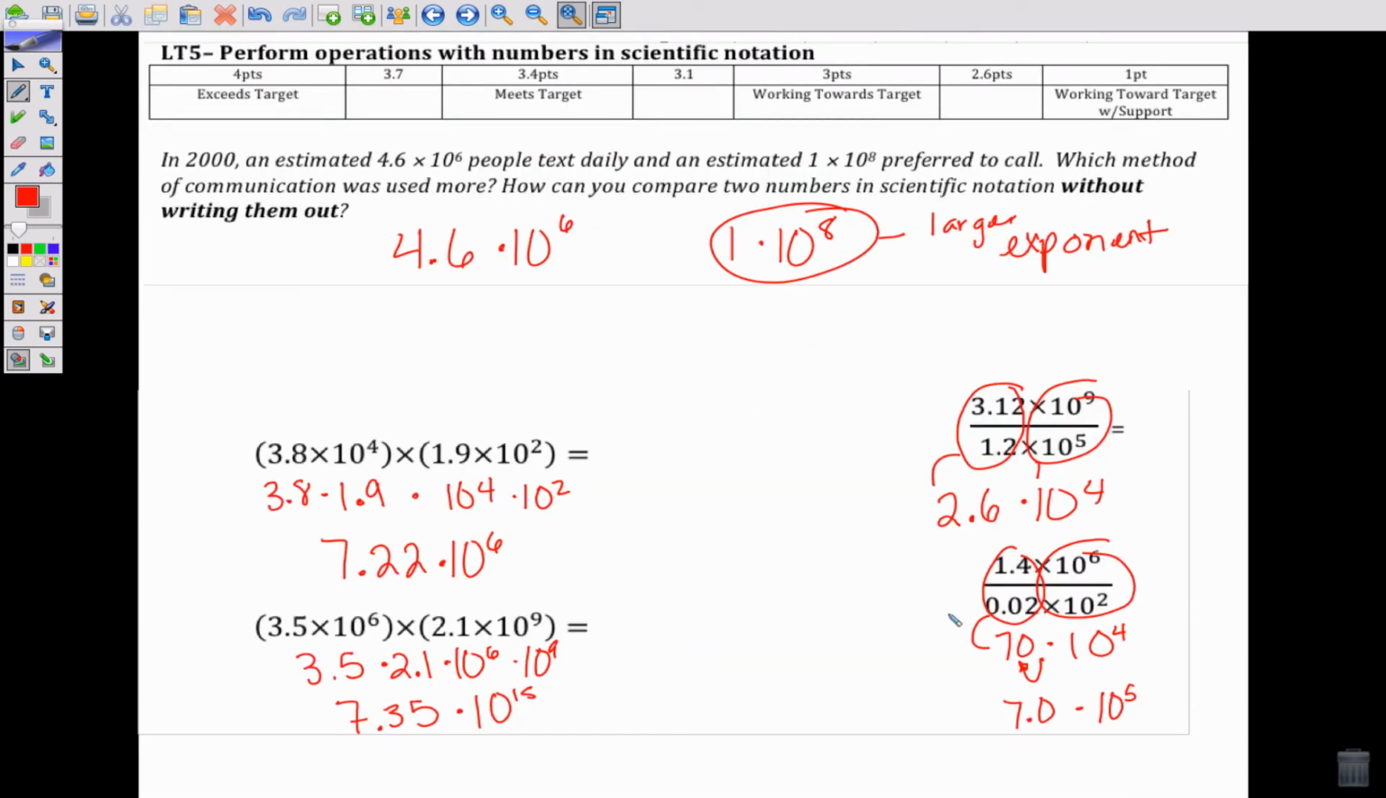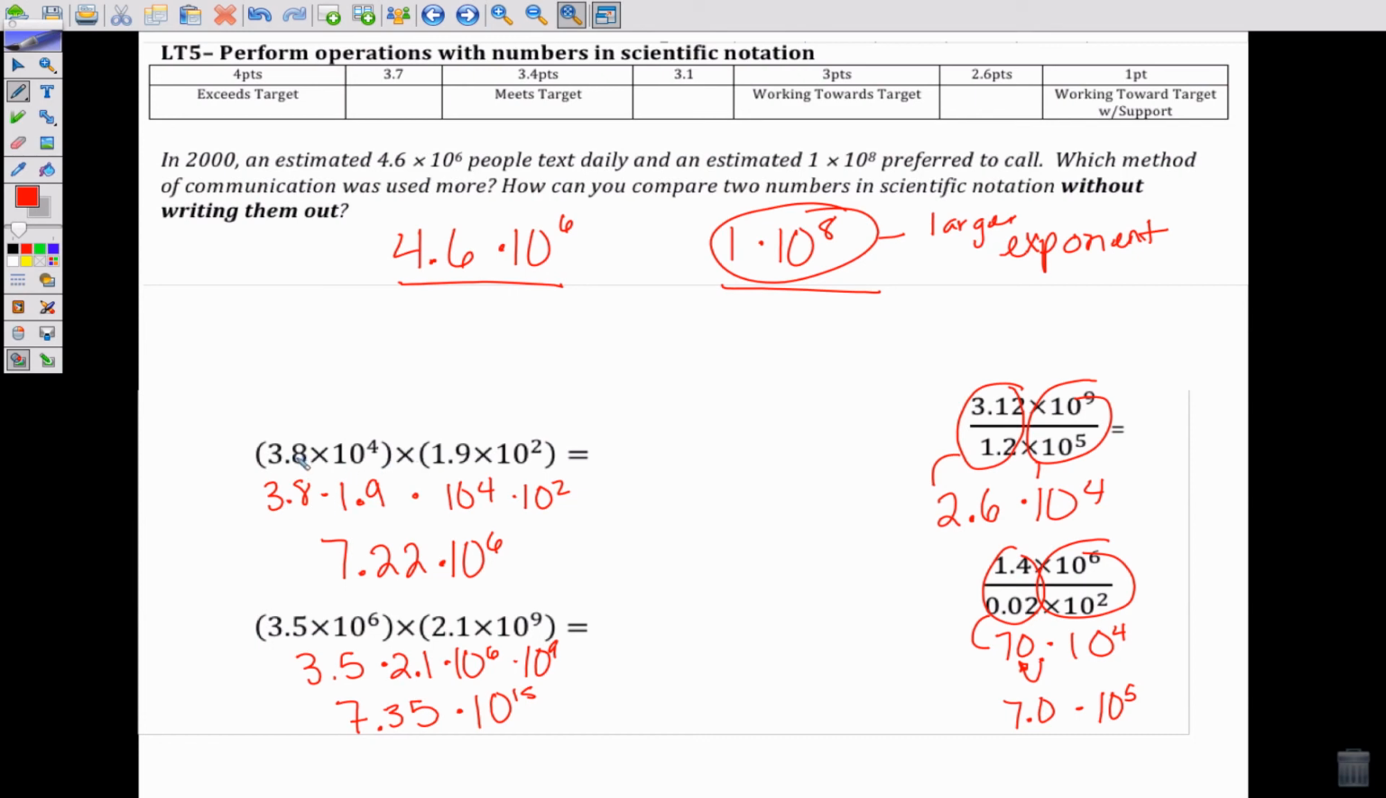Alright, and then the last thing was scientific notation. For scientific notation, we were given these people that text and people that call and said which one is bigger without writing them out. Well, even though this number is bigger, 4.6 is bigger than 1, I'm going to multiply this one times 10 6 times and this one times 10 8 times. So this one's going to get multiplied by 10 2 more times, so it's going to be much larger since it has the larger exponent.